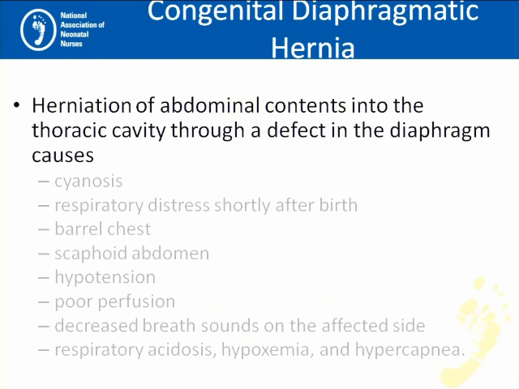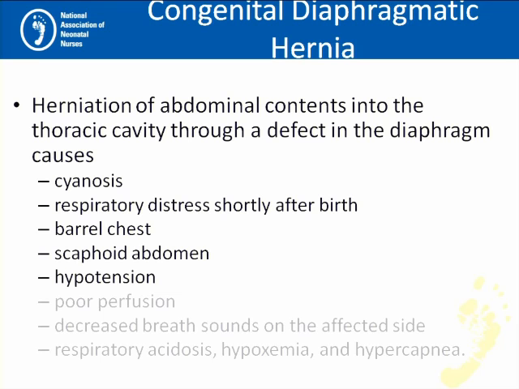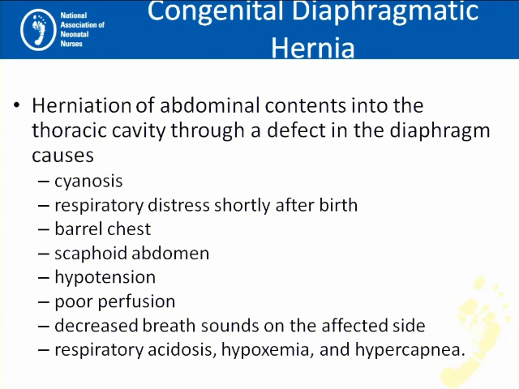The pathophysiology of congenital diaphragmatic hernia. Herniation of abdominal contents into the thoracic cavity through a defect in the diaphragm causes cyanosis and respiratory distress shortly after birth, barrel chest, and scaphoid abdomen, hypotension, poor perfusion, decreased breath sounds on the affected side and bowel sounds in the chest, respiratory acidosis, hypoxemia, and hypercapnia, predisposition to pulmonary hypertension, and air leaks from hypoplastic lung development.